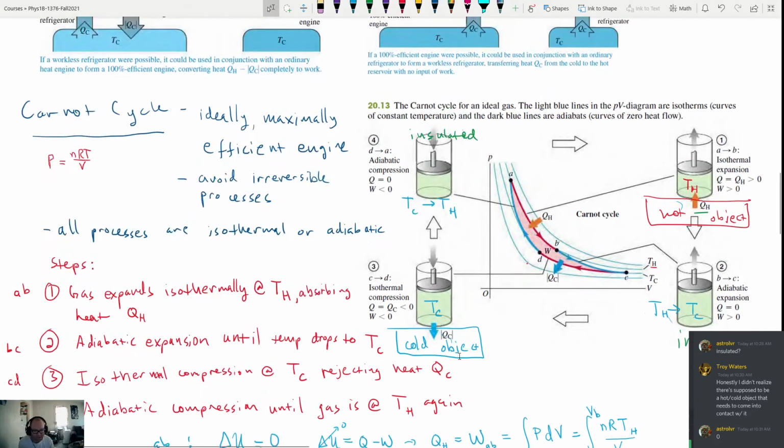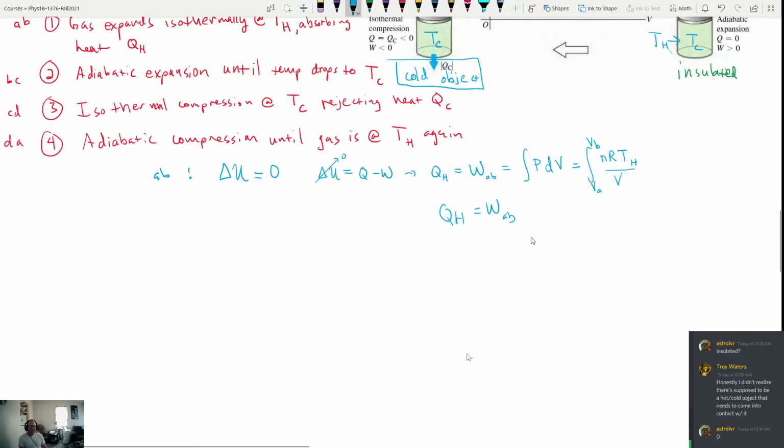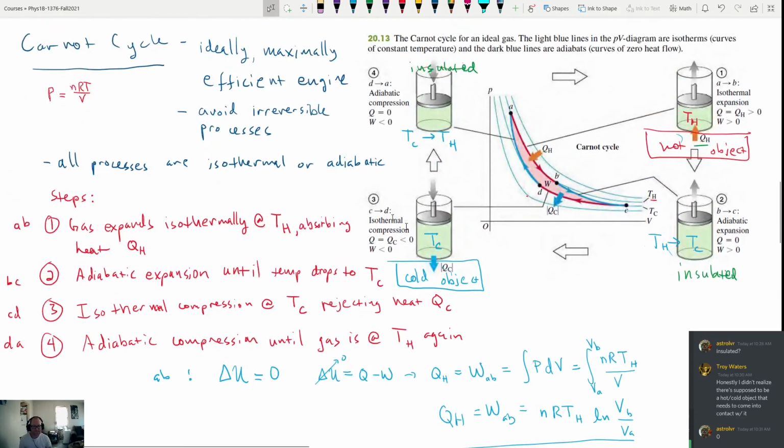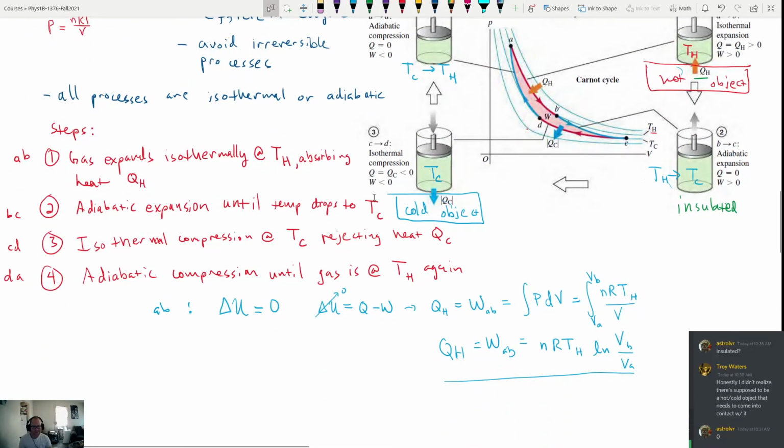Okay, I need to scroll down so I'm not writing so small. This is going to be equal to nRTH multiplied by the natural log of VB over VA. Okay, so that's our QH. We can say the same thing for QC. So if we look at process CD, then we can write exactly the same thing down, except now it's going to be QC coming out of the system.